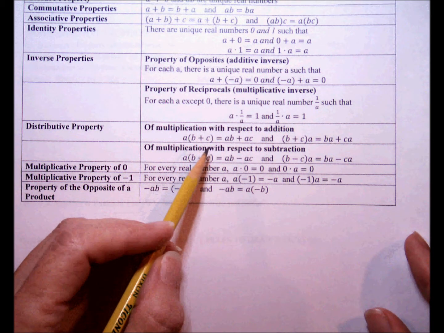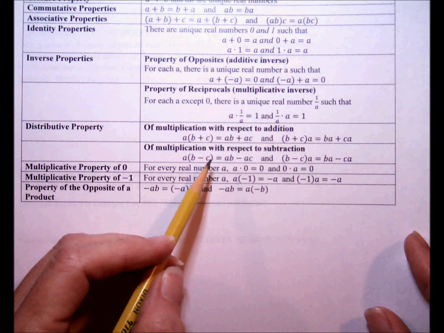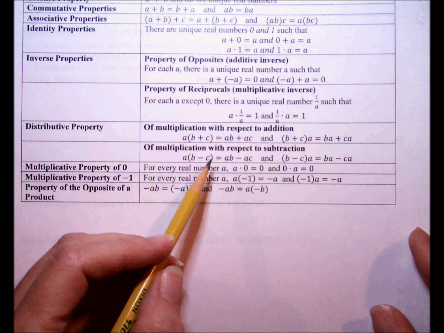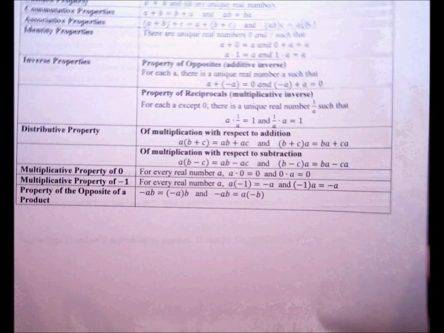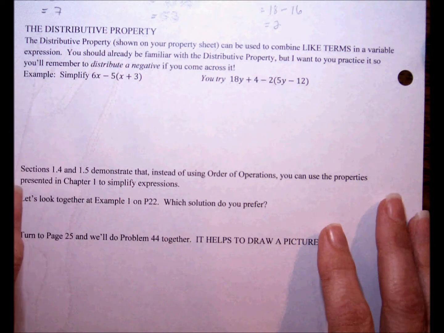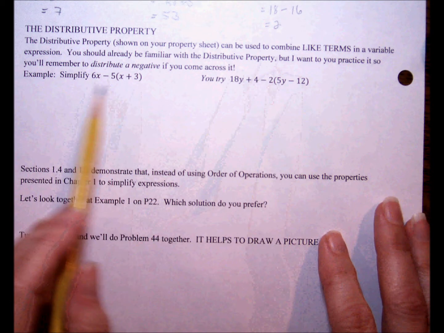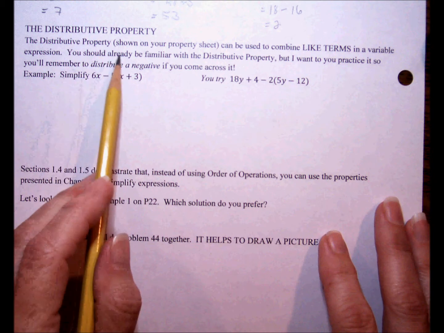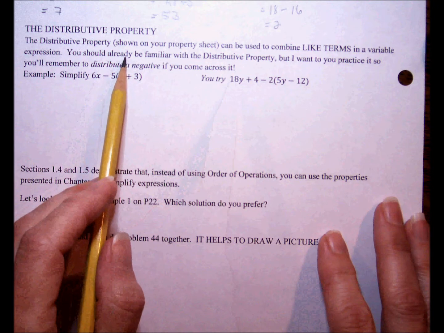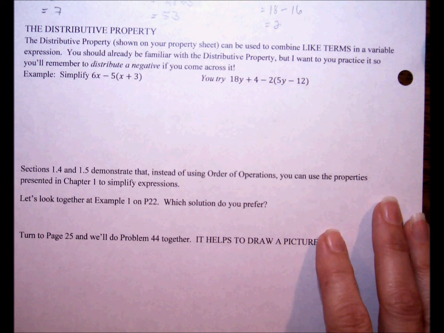All right, so the distributive property. Once again, you should be familiar with this. I gave you a property sheet that summarizes all the properties in your first, I believe we're doing the first 5 sections of the chapter. The distributive property, here's the distributive property of multiplication with respect to addition, and here's the distributive property of multiplication with respect to subtraction. I'm not going over this in great detail because I'm assuming it's review. If you're having trouble, please come talk to me and ask questions.